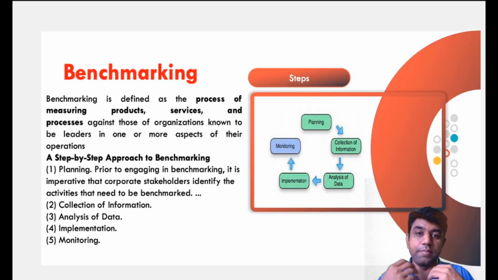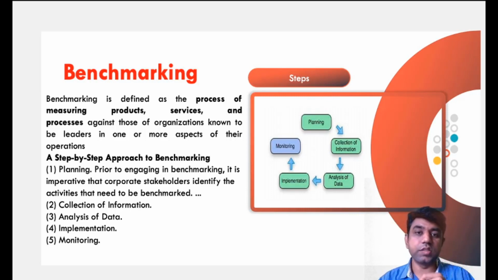If I am a mobile manufacturer, then which is a big name in mobile manufacturing, we need to see what process they are following that we need to adopt, right? So the process part is the benchmarking. There can be different activities in that entire process of manufacturing, but which thing you actually need to go for benchmarking, that you need to identify during the planning phase.